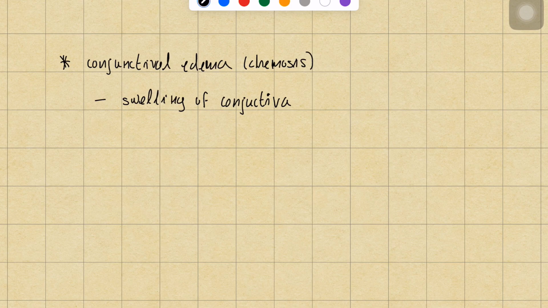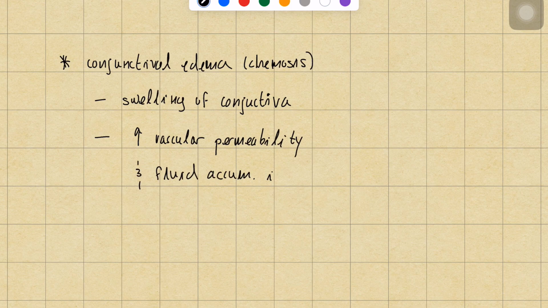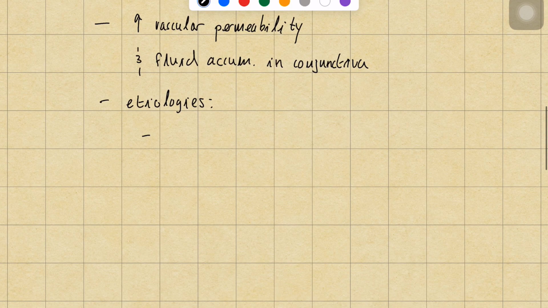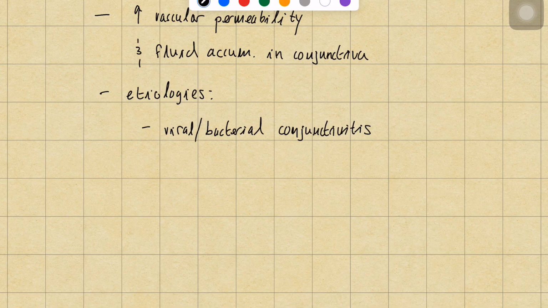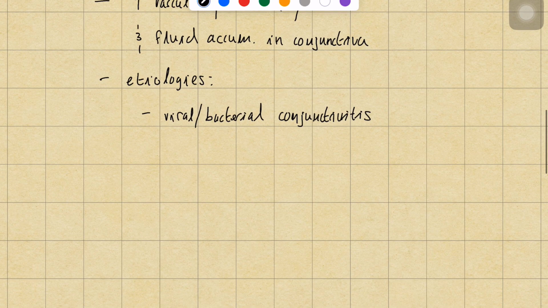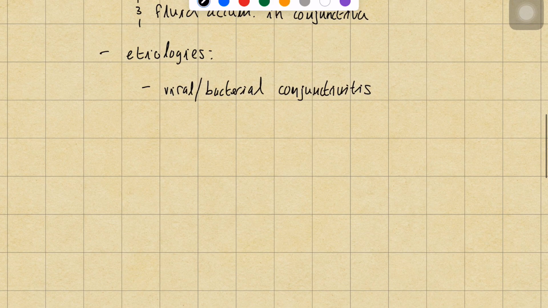As with most edemas, it's characterized by increased vascular permeability and subsequent fluid accumulation in the conjunctiva. So why might this happen? Some common etiologies that we associate with conjunctival edema are viral or bacterial conjunctivitis, right? Which means simply that there's an infection of the conjunctiva. So think pink eye for viral, or if it's bacterial, think maybe a staph infection of the eye with pus around the eyes. A purulent discharge is what you're looking for in bacterial conjunctivitis.